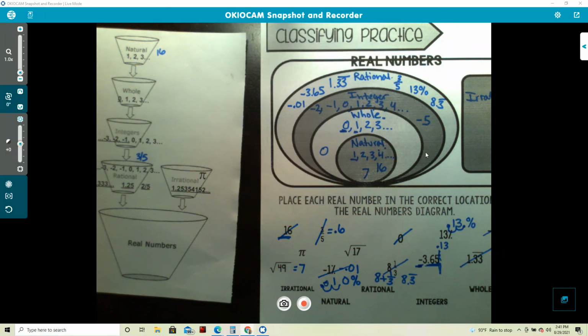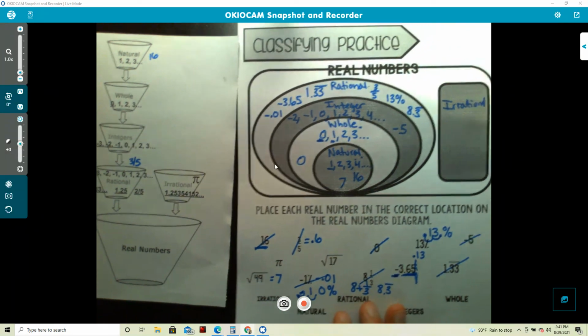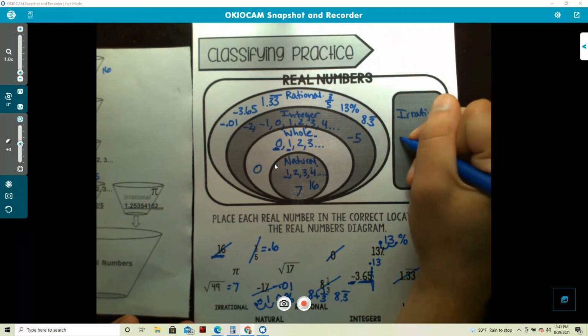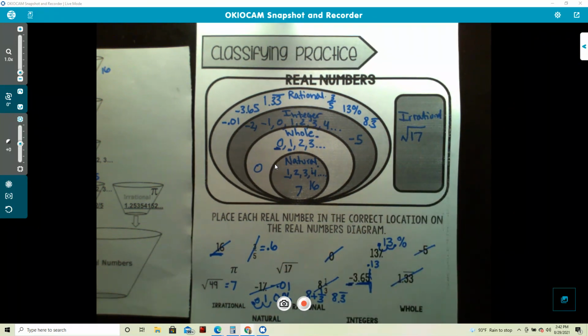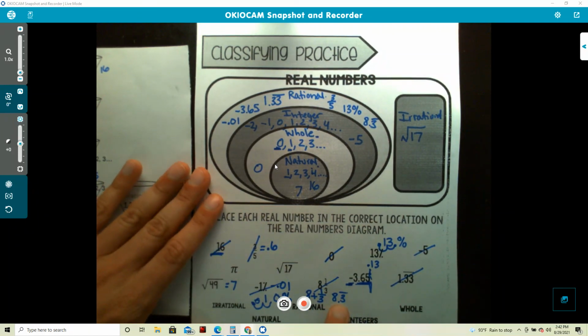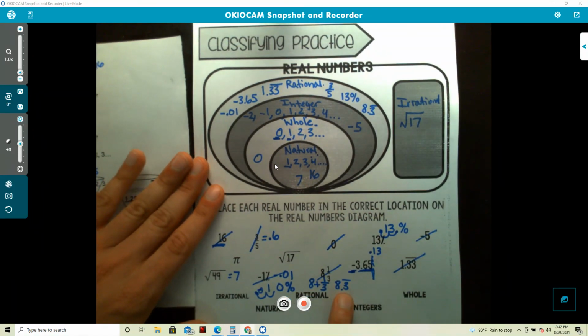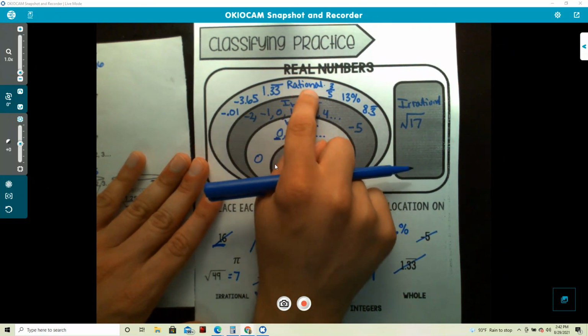So root 17, we can put into the irrational section. If it goes on forever, meaning that it doesn't terminate, it's irrational. But don't confuse it with repeating. So remember repeating decimals, repeating is right here. Repeating decimals that have the bar, repeating does go on forever, but if it repeats, it goes into the rational section.